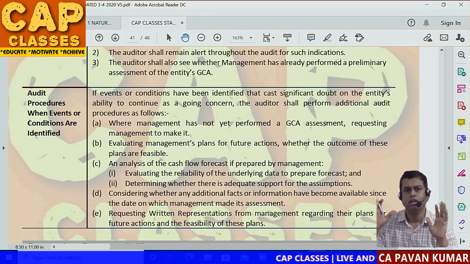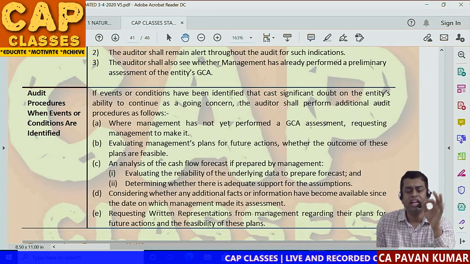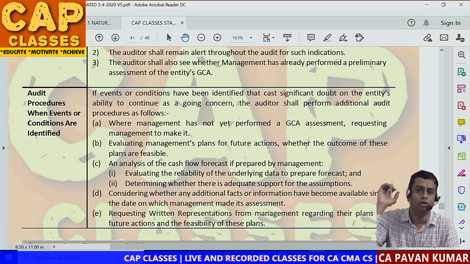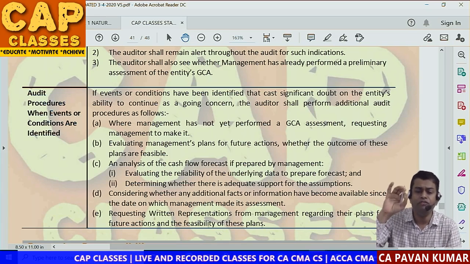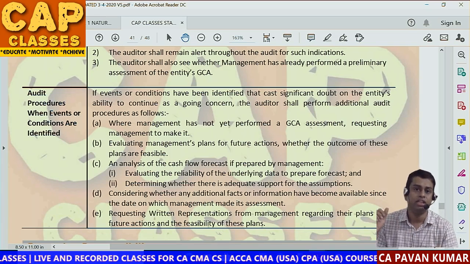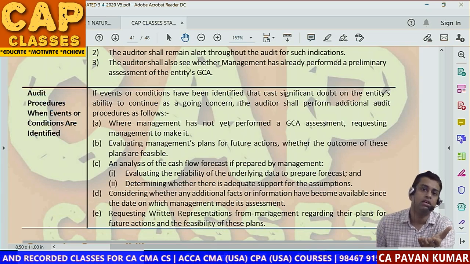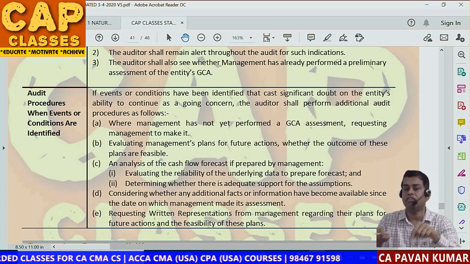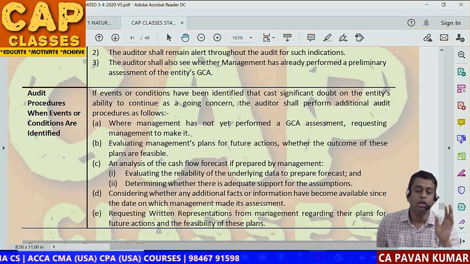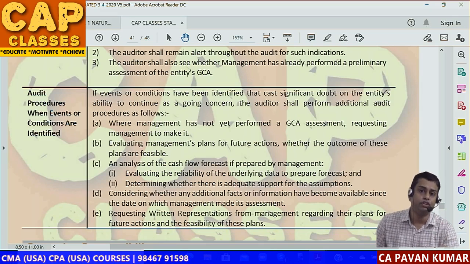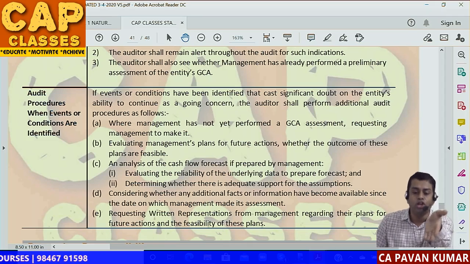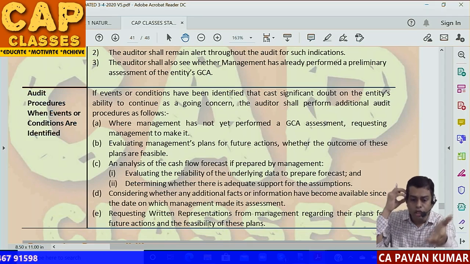Simple. First, check whether management has done a preliminary assessment or not. So you go to the CFO and ask him, bro, have you done any going concern assumption assessment? He said, yes, sir. Please give that. I will evaluate whether the CFO has done the assessment properly or not. And in case the CFO said, no, Pavan sir, we have not done that, then I will ask him, idiot, first do that. You need to first do that.